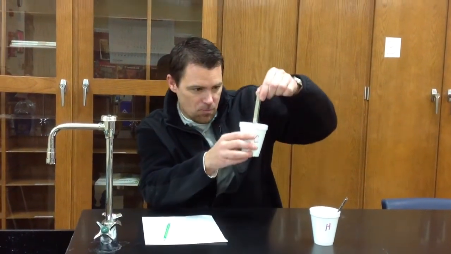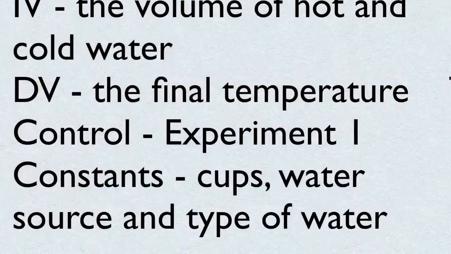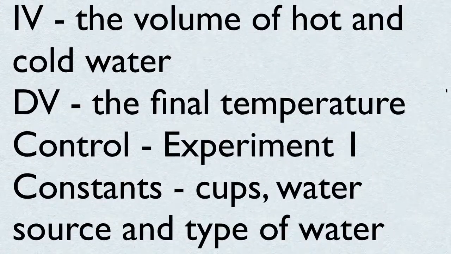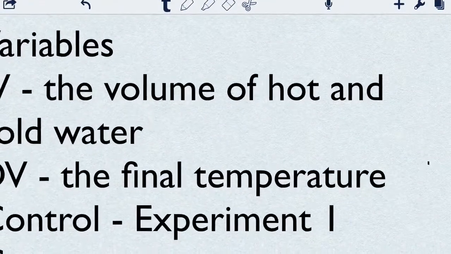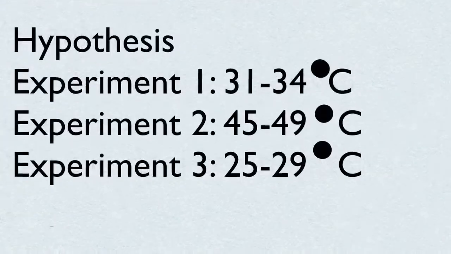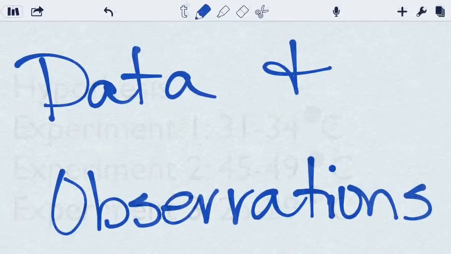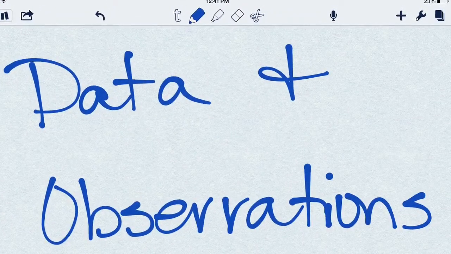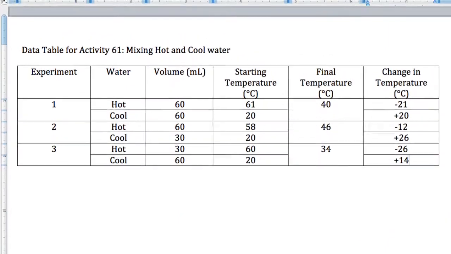We wanted to see how the final temperatures related to the original starting temperatures for the different volumes. We changed the volumes of hot and cold water and measured the final temperature. We used experiment 1 as our control and kept the cups and the water the same. Before starting, we predicted a range of temperatures that we thought would occur in each experiment. Our data showed that changing the volumes of the hot and cold water did affect the final temperature.